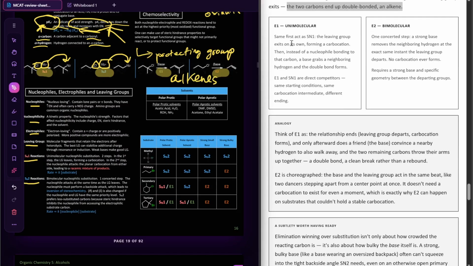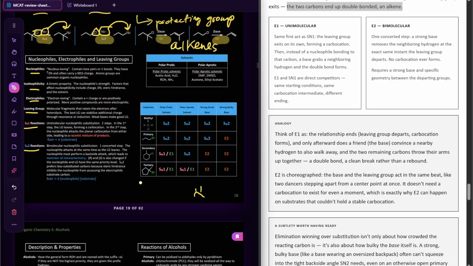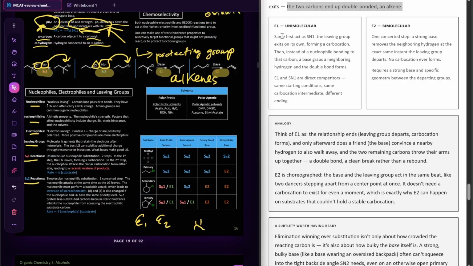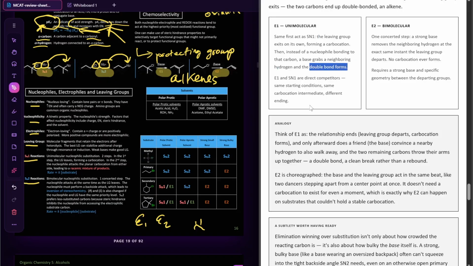So remember that in E1, I'm not sure why I didn't really go over E1 and E2 here, which sucks. They need to go over E1 and E2. Alright, but for E1, it's the same as SN1, but the leaving group exits on its own, forming a carbocation, and then instead of a nucleophile bonding to that carbon, a base grabs a neighboring hydrogen and the double bond forms. So E1 and SN1 are direct competitors: same starting conditions, same carbocation intermediate, but a different ending. So this ending, obviously we said this before, is an alkene.